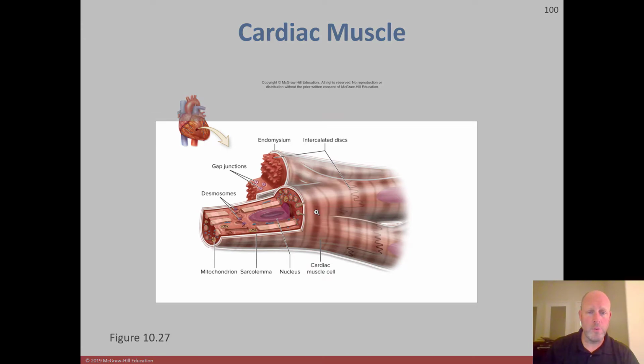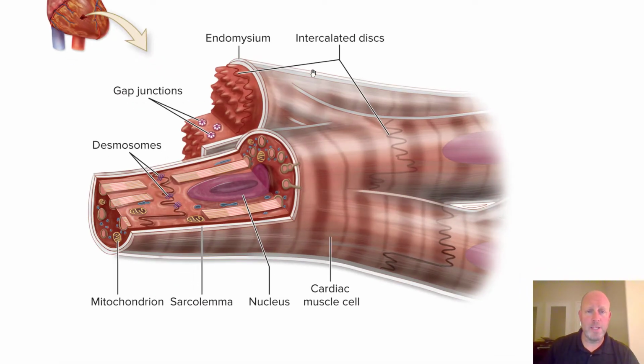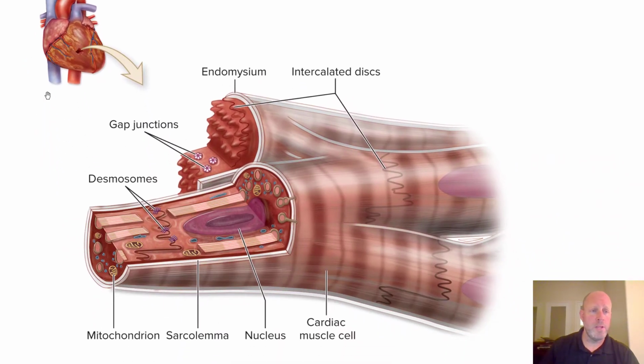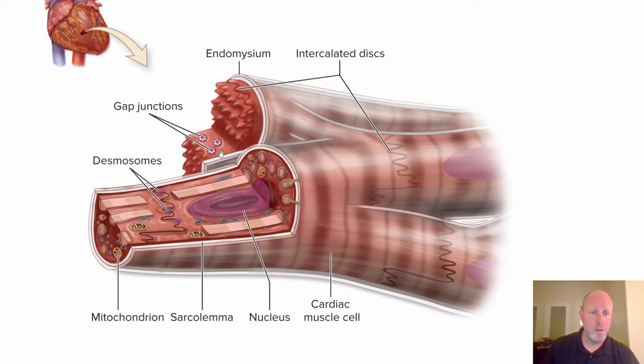And then, of course, looking at it a little more closely here, we have the endomysium layer outside the cardiac muscle cell, the muscle fiber. And basically, look at this little portion of the pericardium here. We have our gap junctions, desmosomes, mitochondria in there, a sarcolemma of this muscle fiber, a nucleus here, and this is the whole cardiac muscle cell.